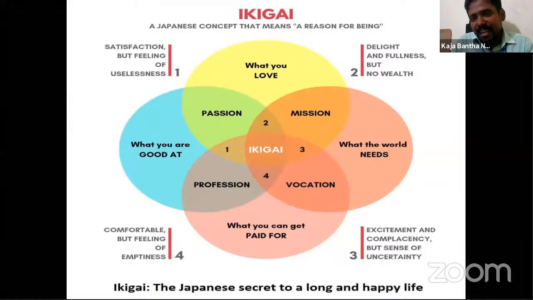The reason for being: some people are always happy. How can you make your life very happy? It is a Japanese secret: love, passion, mission. Don't run an objective-less life. Take your passion in your life.